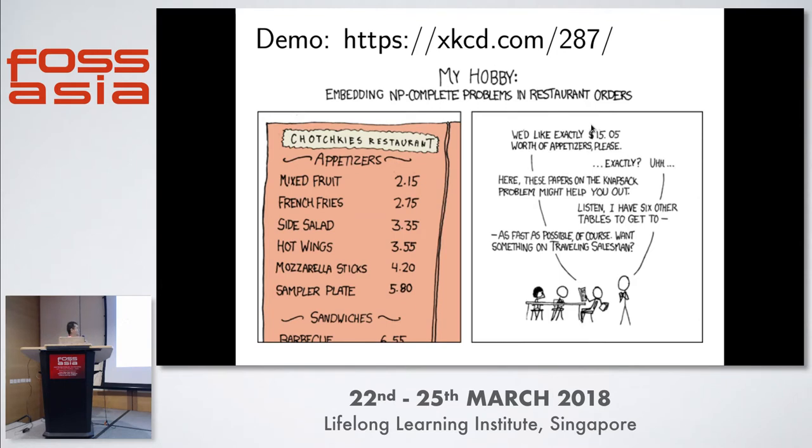It's slightly more complicated than the previous problem. You have a menu with different appetizers, and the character in the comic says, we like exactly $15.05 worth of appetizers. The key word is exactly. So you have to have some combination of maybe three of some items, two of some items, and so on, so that the total cost is exactly 15.05. This is what we call an NP-complete problem. It's also called the knapsack problem. So how do we solve this in MiniZinc?